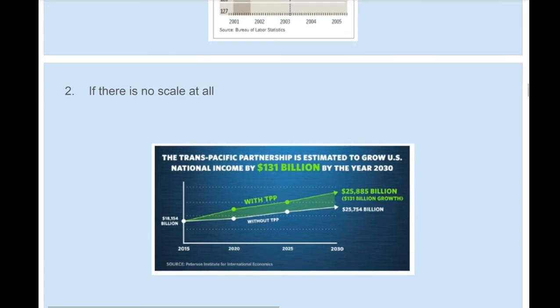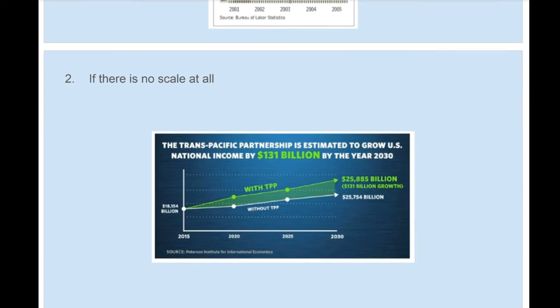Two, if there is no scale at all. Sometimes you may see a graph displayed with no scale at all. That is misleading as well, because you have no idea if it's actually proportional to the increase or decrease that they're displaying. So in this graph here, the Trans-Pacific Partnership is estimated to grow U.S. national income by $131 billion by the year 2030.